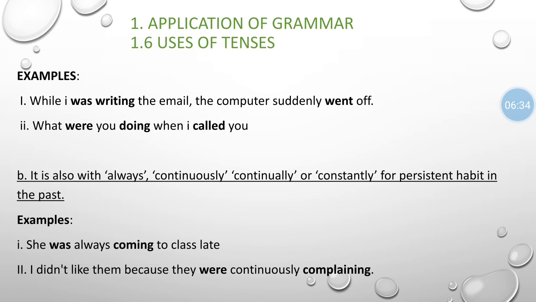This means past continuous and simple past, both tenses are used in the same example. First of all, we use past continuous tense, then simple past is used. It is also used with always, continuously, constantly, and persistent habits in the past. She was always coming to class late, which means habitual. For any kind of habit or continuity, past continuous tense is used. I didn't like them because they were continuously complaining.